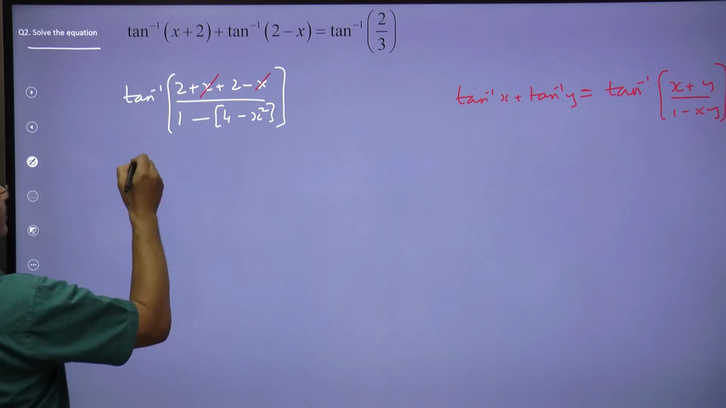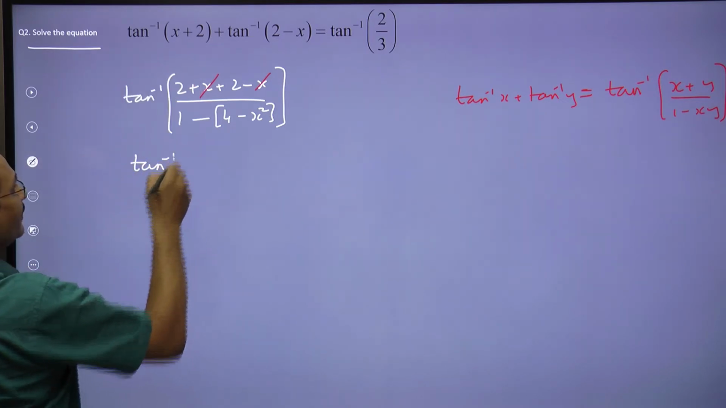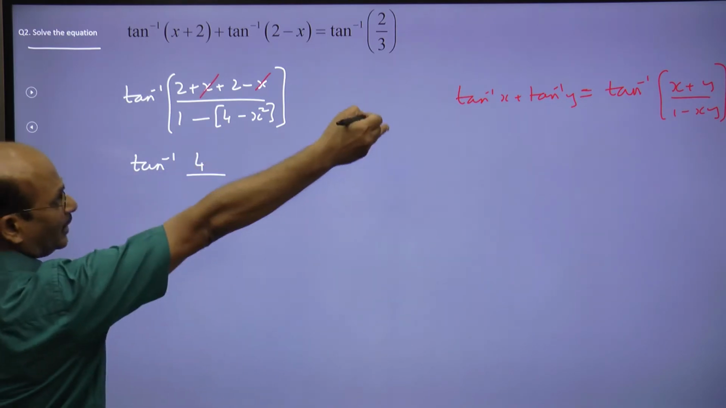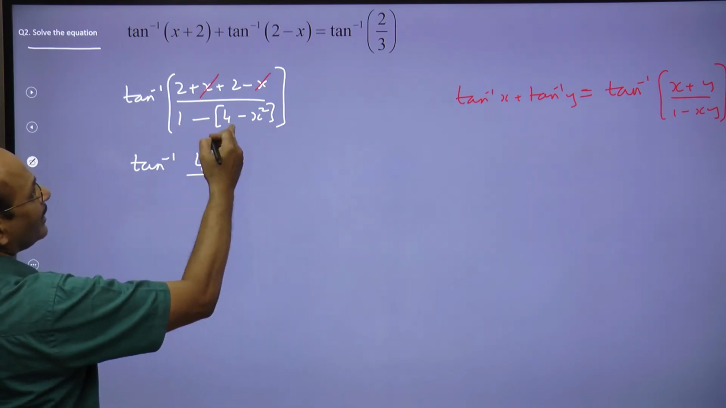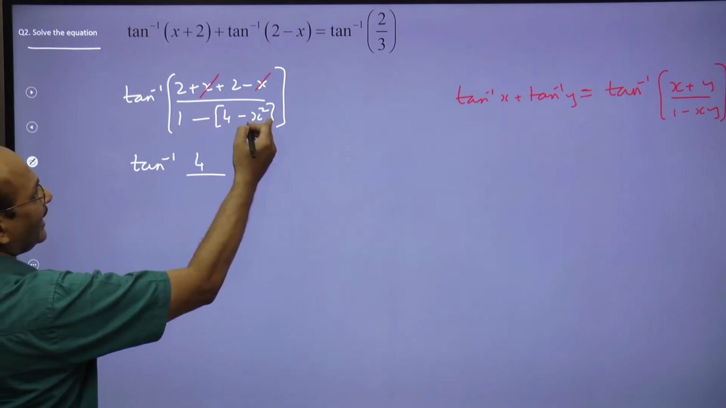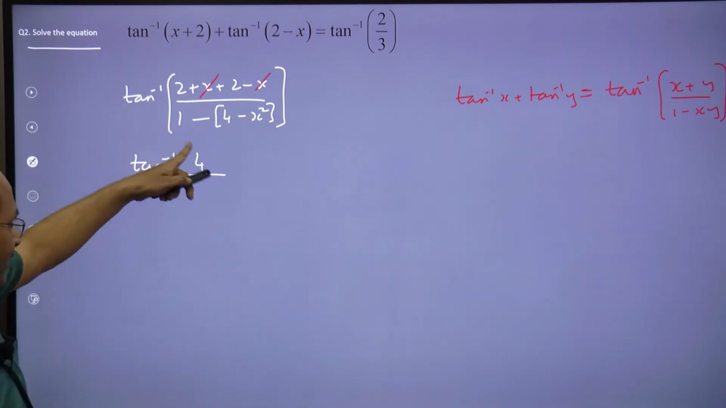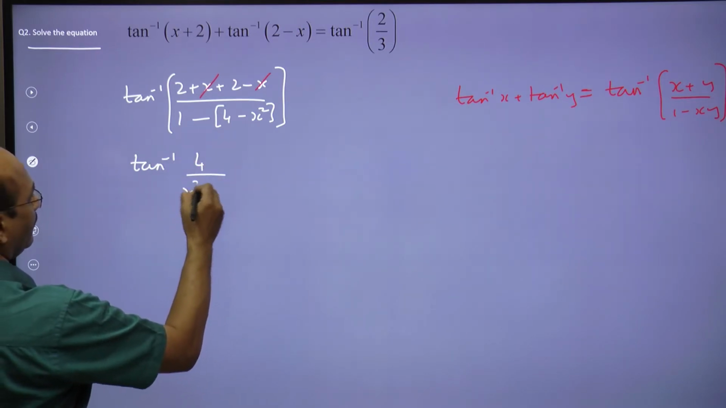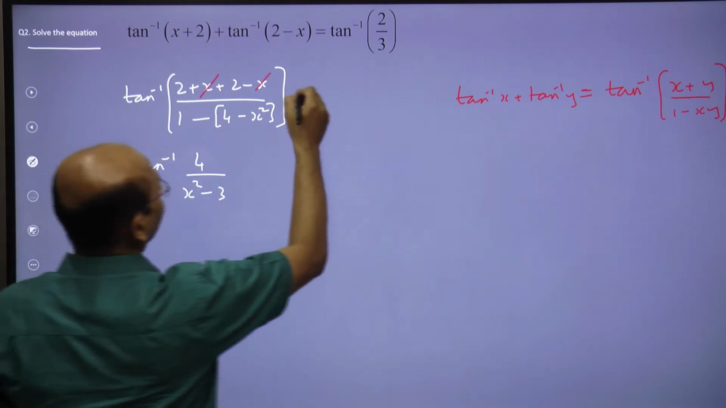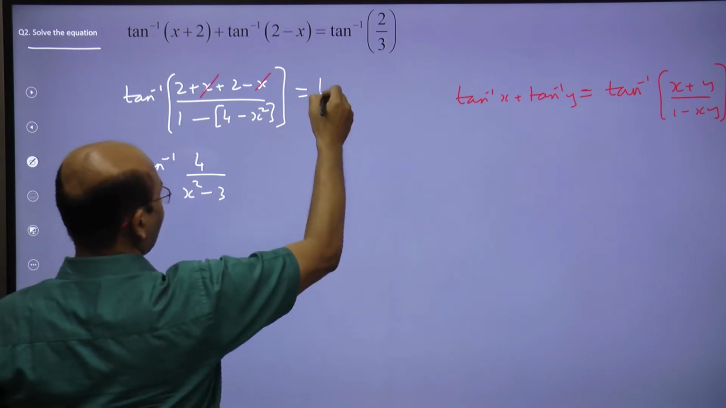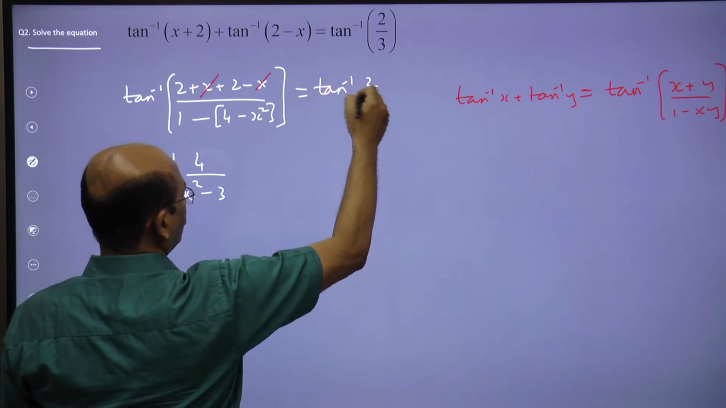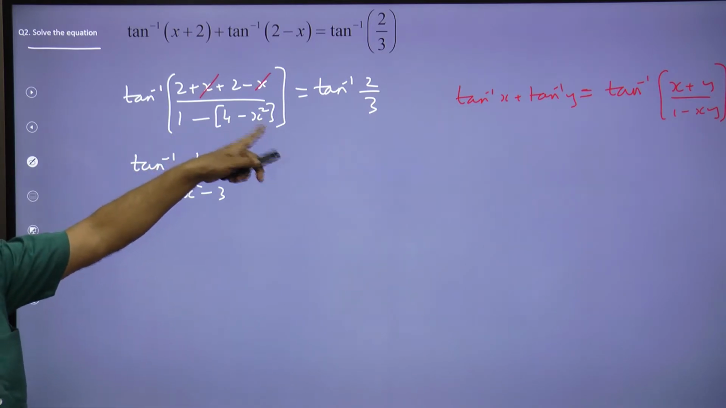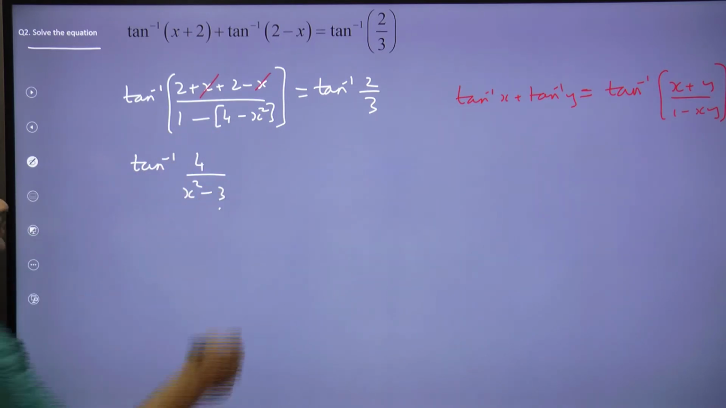So let us see this part. This will become tan inverse of: 2 plus 2 will become 4. It is just a plain application of that formula. Then 1 minus 4 is minus 3, and minus 3 minus x square. So minus 3 plus x square, so x square minus 3. Do not forget this portion here. It is equal to tan inverse 2 by 3. I hope you got this. Minus of minus becomes plus here, 1 minus 4 is minus 3.